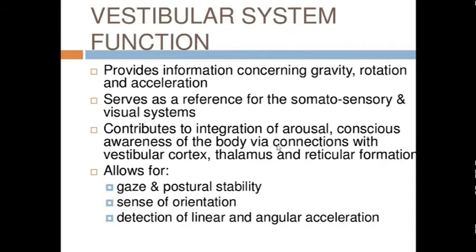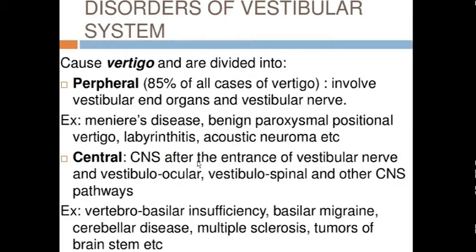So the main function of the vestibular system is that it provides information concerning gravity, rotation and acceleration. It serves as a reference for somatosensory and visual systems. It contributes to integration of, so basically it is integrating all other functions, higher functions, and finally your balance. So disorders of the vestibular system also accordingly are divided into 2 parts, peripheral and central.